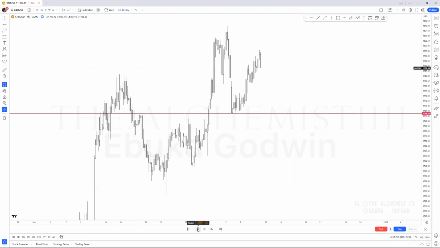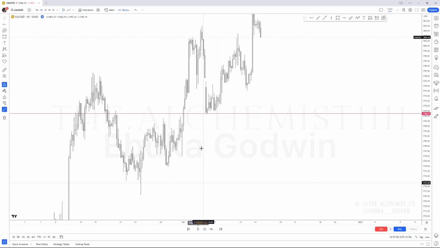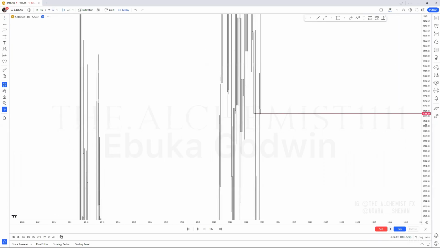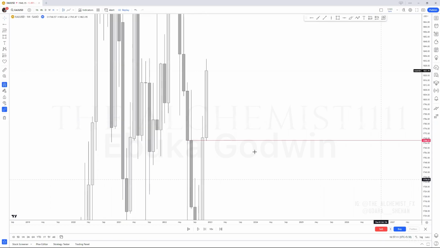Oh, there it goes. Can you see who stopped this huge push? Who stopped it? Who put an end to it? The monthly level. Now, if you go to monthly, where was the low of the month created? Right there. See that? So it's very important.